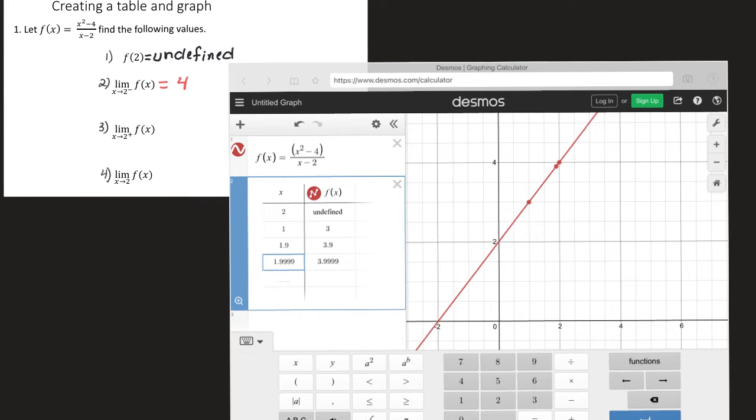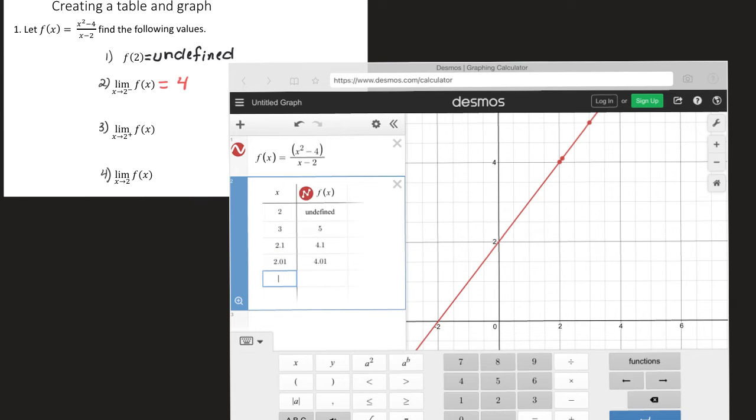Okay, I'm going to clear out my table of values below 2, and now I'm going to use values above 2. I'm going to start with the value 3, and when x is 3, the y value of the function is 5. To get close to 2, I can do like 2.1. When the x value is 2.1, the y value is 4.1. To get even closer to 2 than 2.1, I can add a 0 in the tenths place, so I can do 2.01. Again, that's even closer to 2, and then the y value gets even closer to 4 yet again.